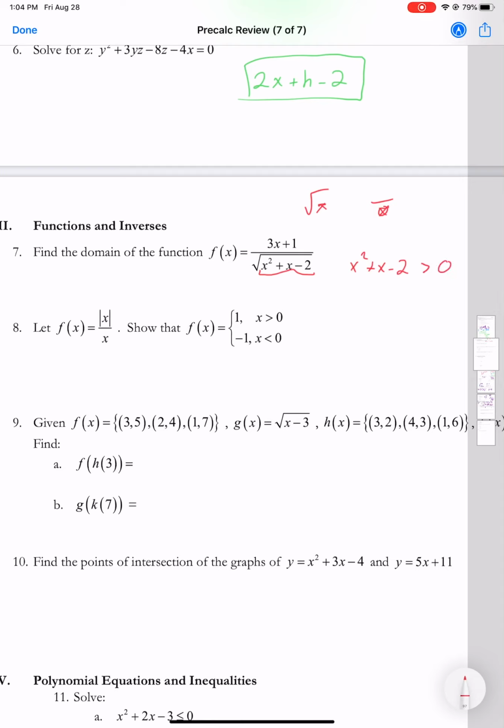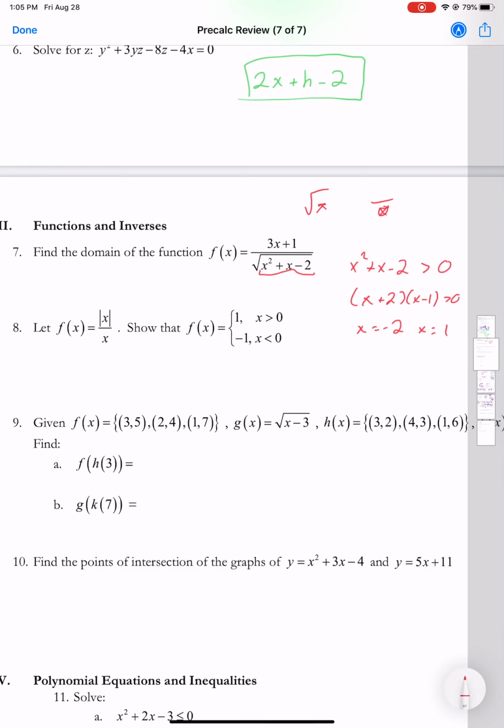Greater than 0 means we won't have a negative under the square root, and it won't actually be 0. It's got to be greater than 0. So really this is just a quadratic inequality to solve, and we can solve it by factoring. This would factor as (x plus 2) times (x minus 1). If we just solve this like an equation, we would set each factor equal to 0 and figure out that x equals negative 2 and x equals 1. But keep in mind, we're trying to figure out where the denominator is greater than 0. At these numbers, it's equal to 0. So these numbers are actually not part of the domain.